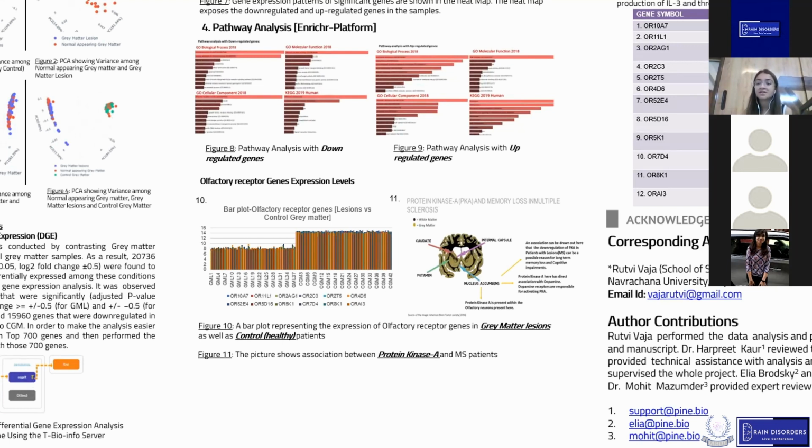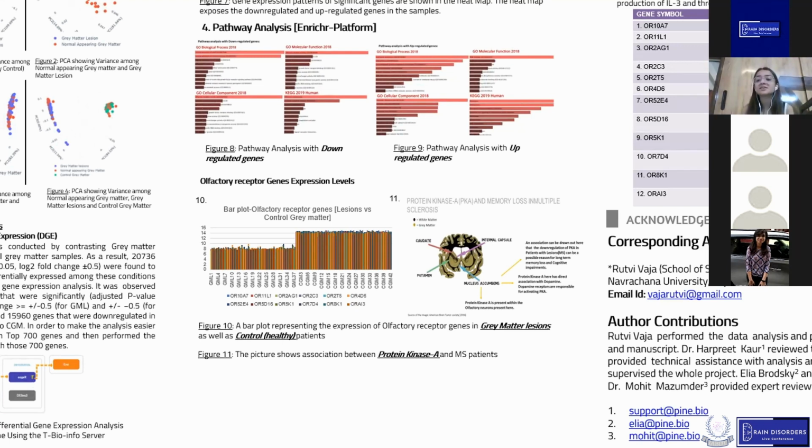Another important result in my study was the association of protein kinase A and the hematopoietic stem cell lineage pathway with multiple sclerosis patients. Now we know that the nucleus accumbens is the place where protein kinase A is present, and the regulation of protein kinase A is dependent upon the dopamine receptors. Since the protein kinase A levels were highly downregulated in patients of multiple sclerosis, as per our study, a close association can be made between protein kinase A, dopamine, and multiple sclerosis.